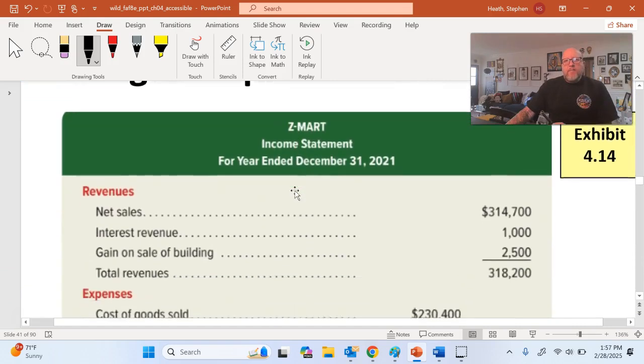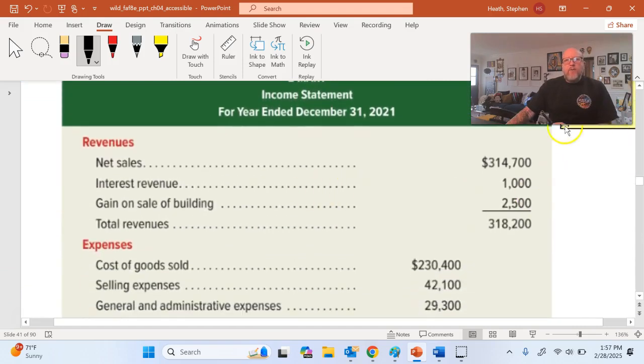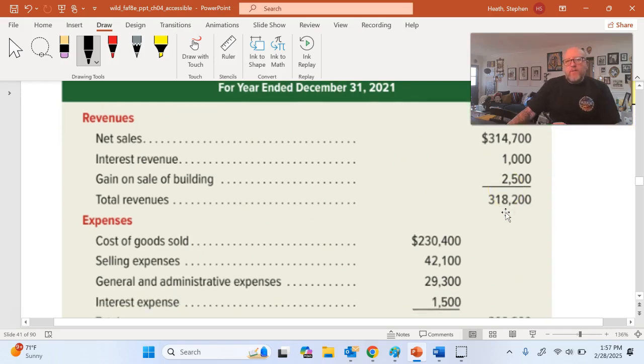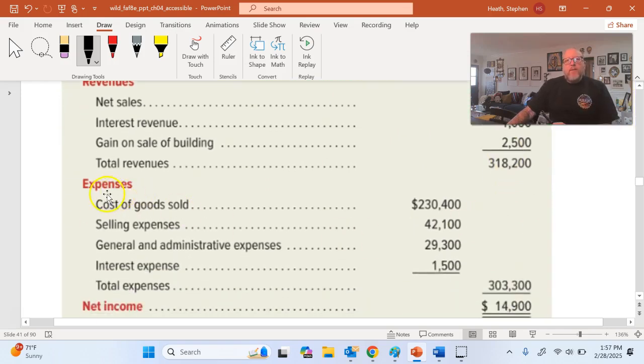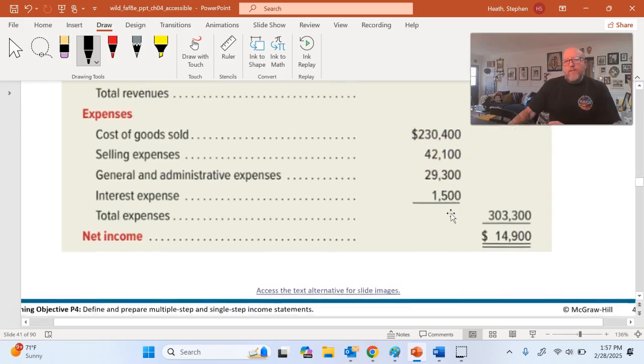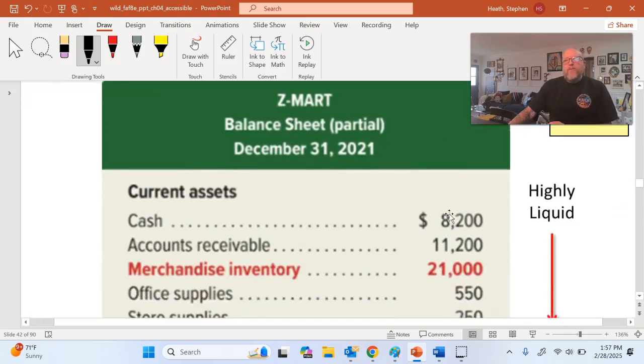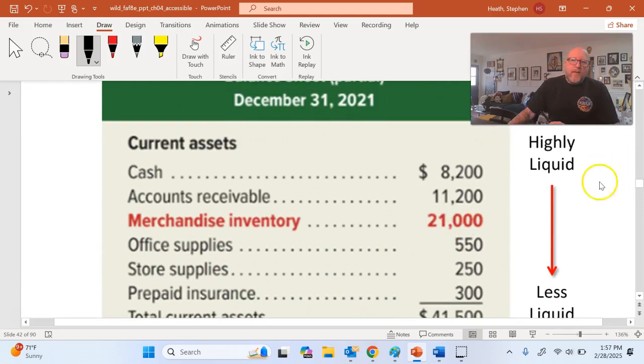This is a single step income statement, and all we're doing is capturing all the revenue. That portion of the financial statement doesn't look any different. But then we have cost of goods sold, selling expenses, G&A, interest for all of the expenses. Not terribly dramatic. And then finally, we have a classified balance sheet.